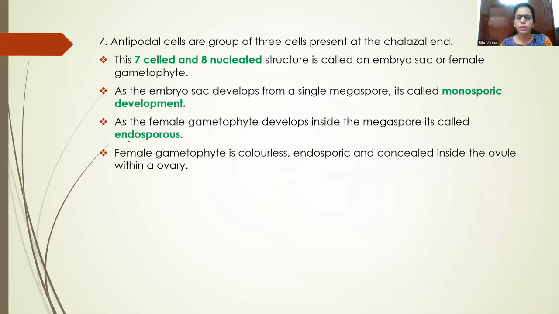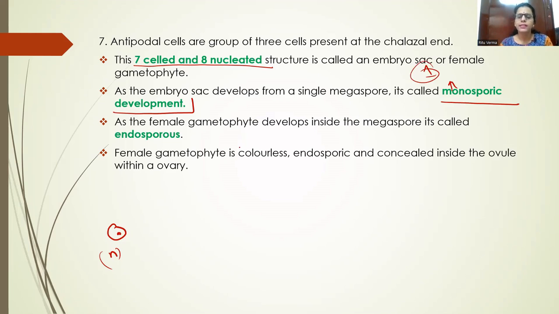Now there are a few points which are very important and you must remember. The mature female gametophyte or embryo sac of angiosperms is 7-celled and 8 nucleated. We know that this embryo sac develops from a single haploid megaspore. Hence this development of the embryo sac from a single haploid megaspore is known as monosporic development. Mono means one, and sporic means one single megaspore cell.